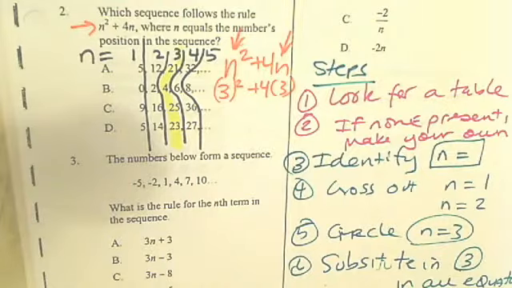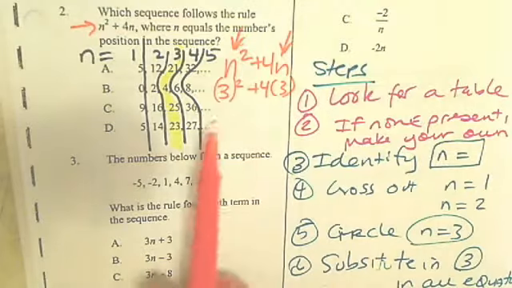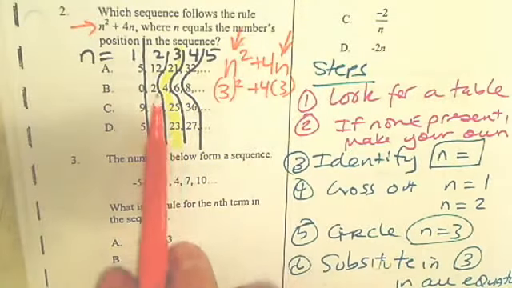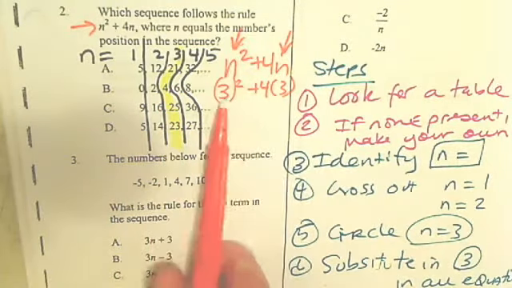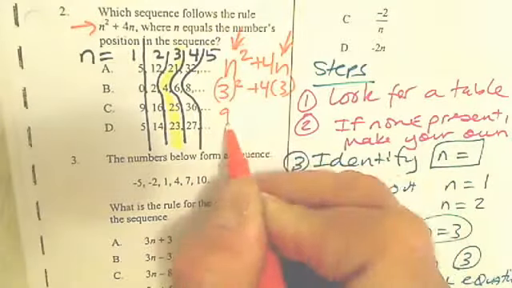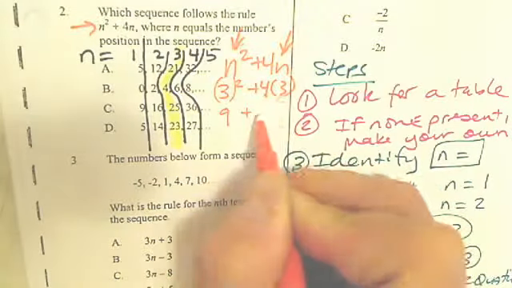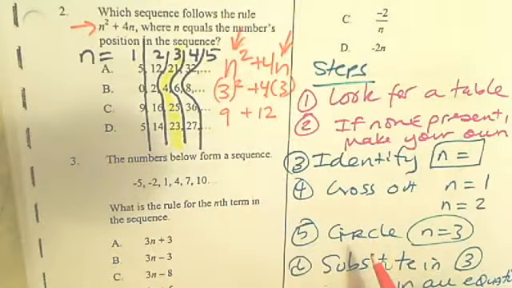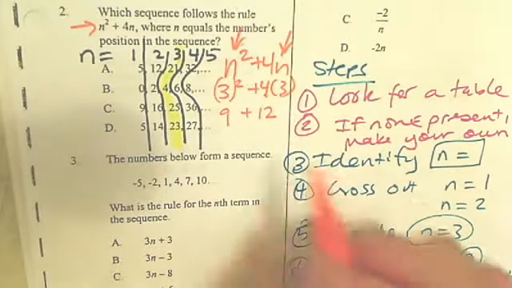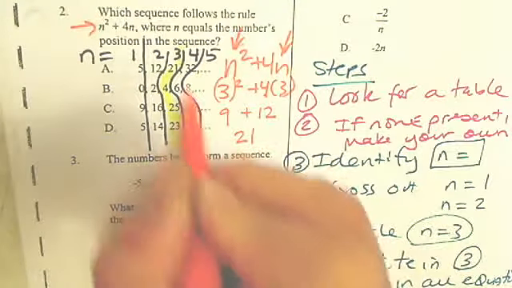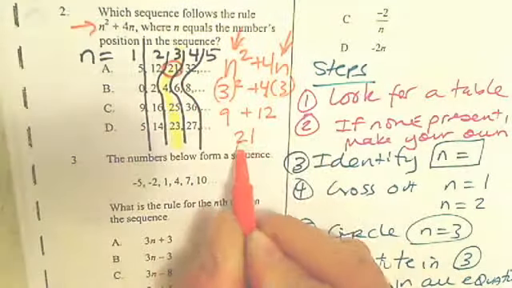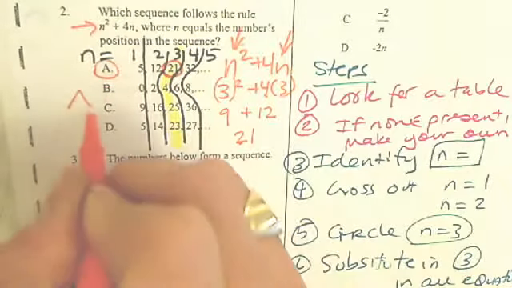Questions on why I put 3? Now, could I have used 2? Yeah. Could I have used 1? Yes. 4 or 5. It doesn't matter. I'll let you use 3 because it's kind of in the middle of the pattern. So here I use 3. 3 squared is 9 plus 4 times 3 is 12. 9 plus 12 is 21. Look right here. 21. A.